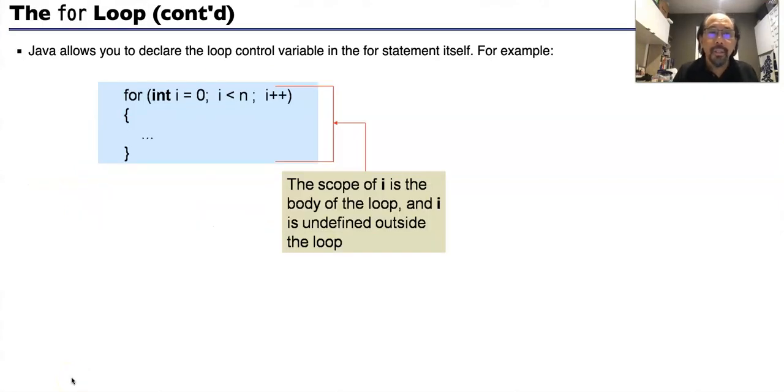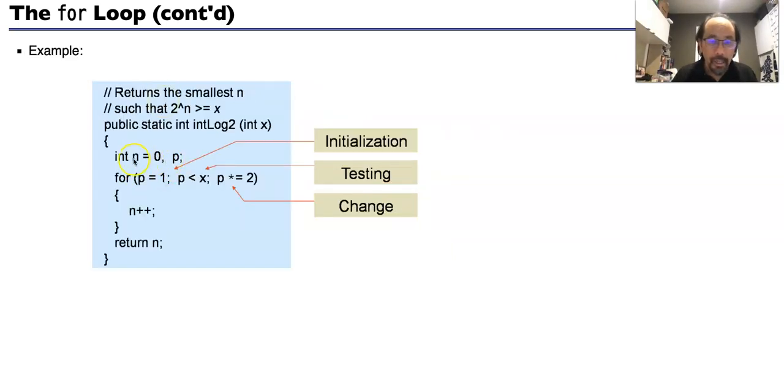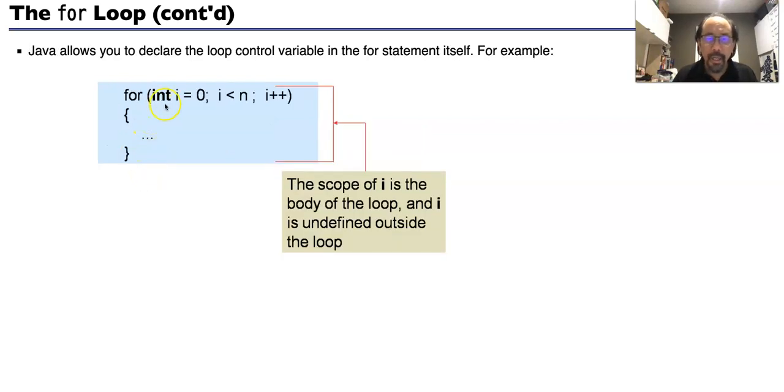Now, Java also allows us to declare the loop control variable as part of the for statement itself. Notice in the previous case, p was declared outside. But in this case, we're declaring this variable i within the for statement itself. And when we do this, this variable i is only understood inside the for loop. If we were to write something like print i outside of it, we'd get a compiler error because it would say it has not been declared yet. So it's only known within the body of the for loop. Okay?